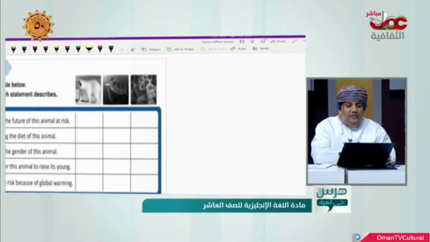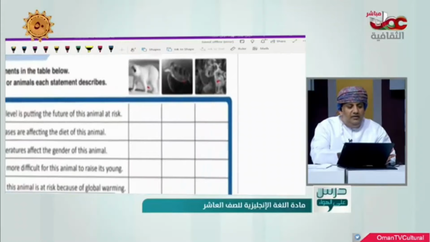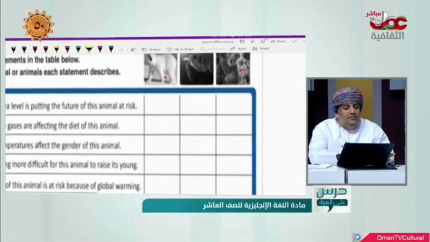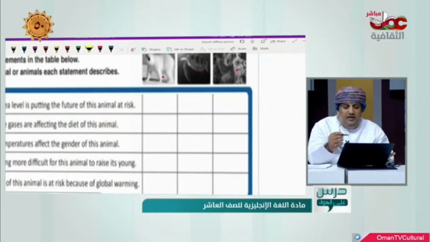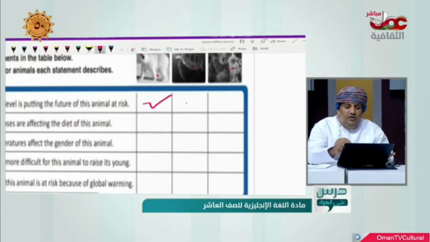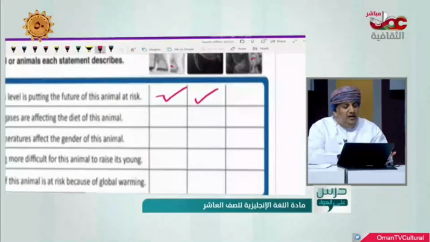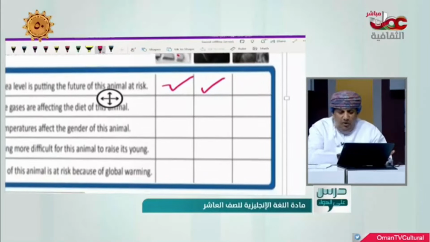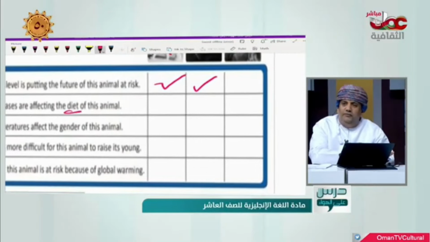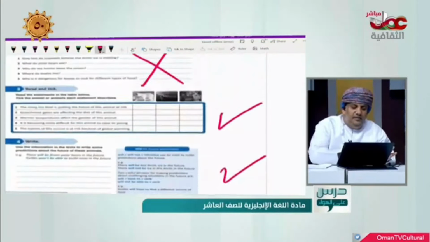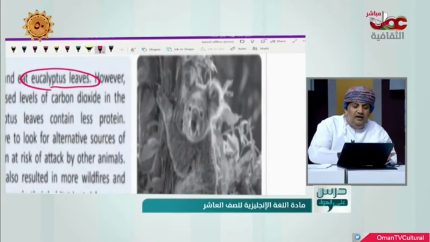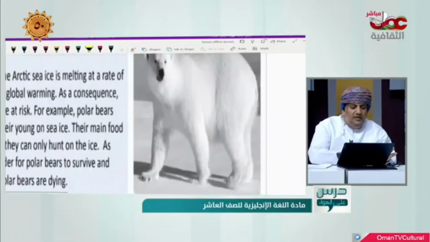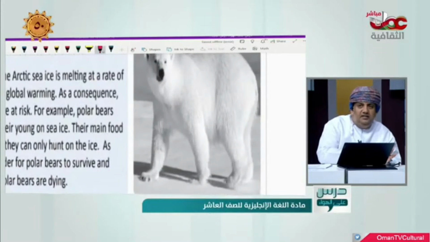Now, number 1, we have 3 animals: polar bear, turtle, and the koala. Let's read the statements together. The rising sea level is putting the future of this animal at risk. So we have 2 animals who live in the sea. I think they are the polar bear and the turtle. Greenhouse gases are affecting the diet of this animal. The diet means the food. I think, as we read here, it's the koala because he is eating the leaves here, and also the polar bear because he's eating the seals.